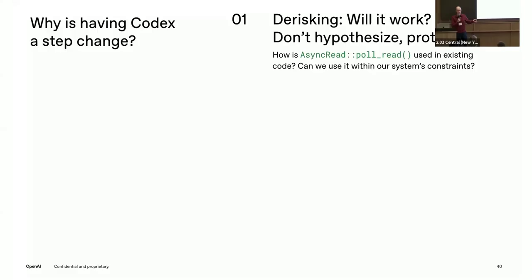With Codex, code is cheap. Hey, Codex, find some prior examples of people using async read, poll read, that API that we want. Let's see how people use it.